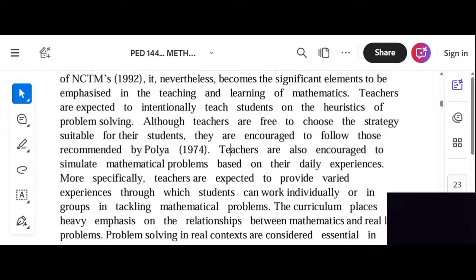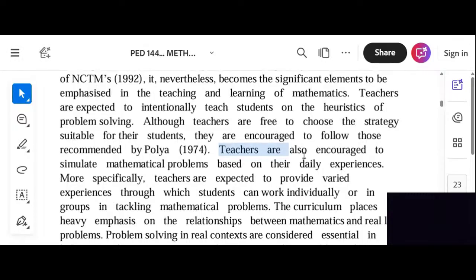Understand the problem, devise a plan, carry out the plan, and look back to see if you have been doing well. Yes, you are free to adopt your own plan, but it is advisable that you follow the standard plan given by Polya. So let's finish reading this part.